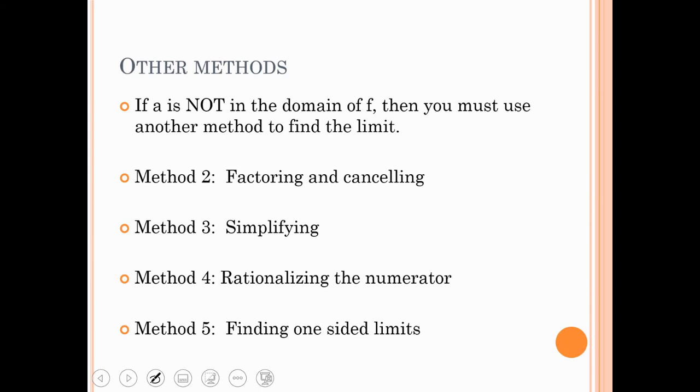The next method is a little weird. It's called rationalizing the numerator. It really works out nicely, and things happen quite nicely when you try to rationalize the numerator. And then the last one is try to find one-sided limits. This one specifically applies when you're talking about piecewise functions, which we already did in the last video, so I'm not sure I'm going to show you that example again. But that works for piecewise functions.